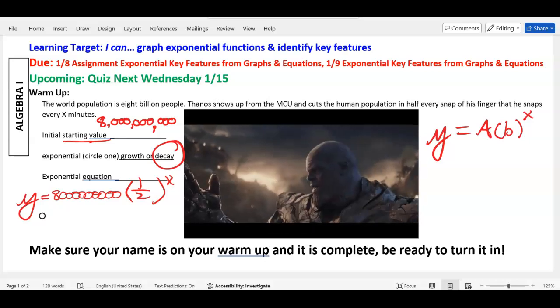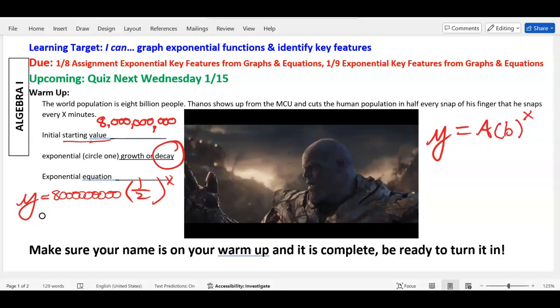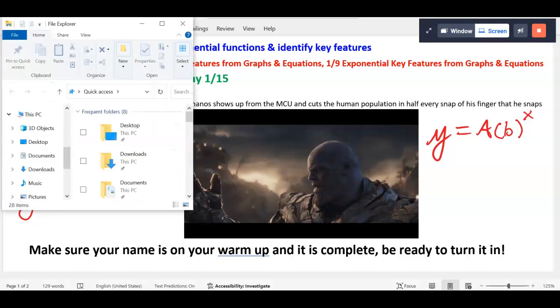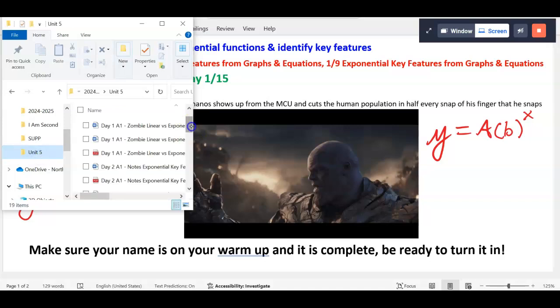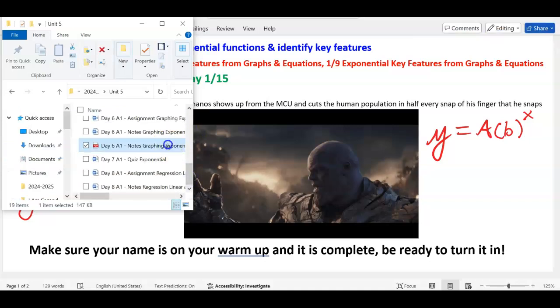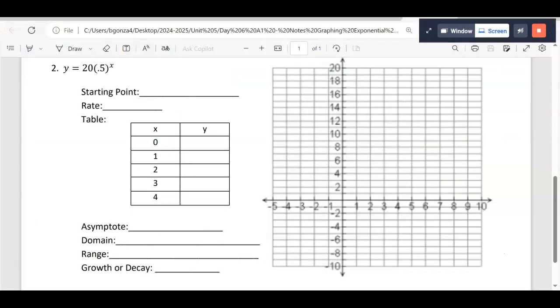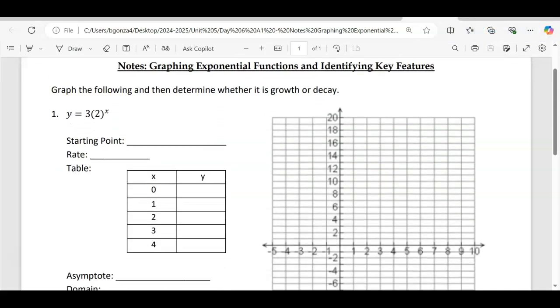All right, let's talk about these notes. Here we go. Two problems. Let's talk about it. Most of this you could probably already do. The new thing for today is that we are going to get a table and graph it. Cool. Things that you could probably already do, but there's a way to use Desmos to make your life a little easier. So let me show you.